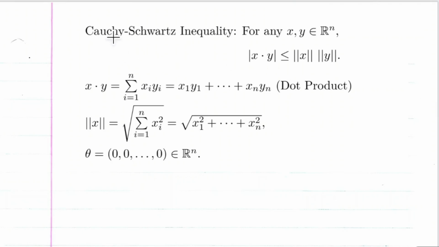Okay, so today we're going to prove the Cauchy-Schwarz inequality, which states that for any x and y contained in R to the n, the absolute value of x dot y is less than or equal to the norm of x times the norm of y.